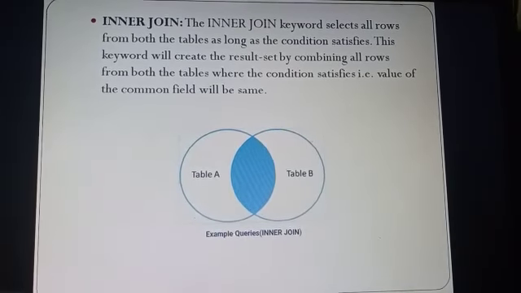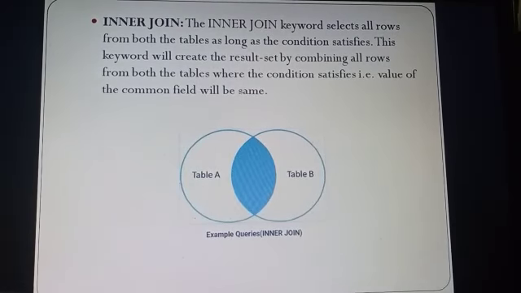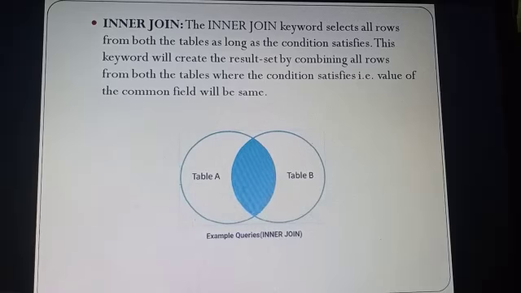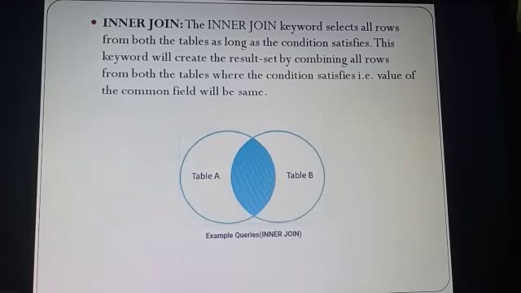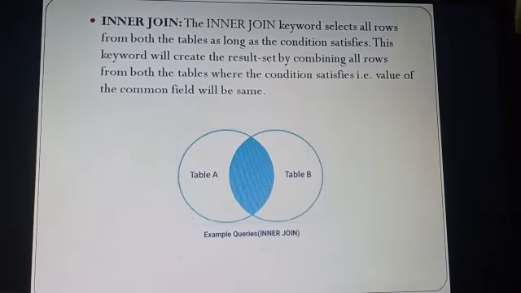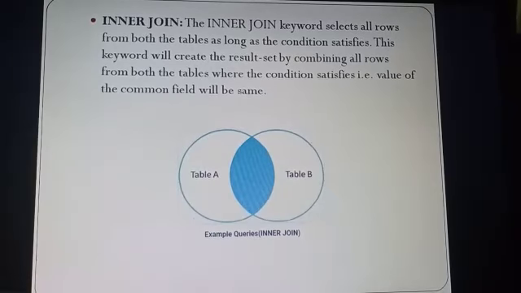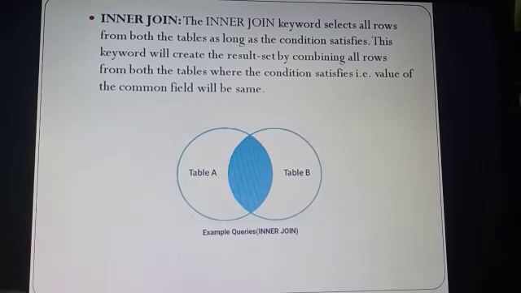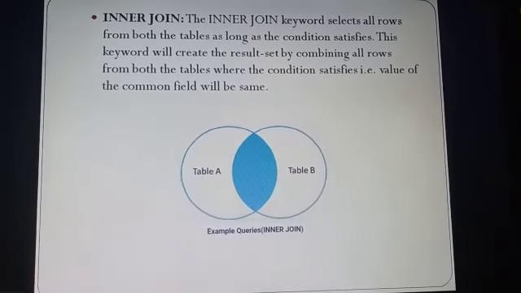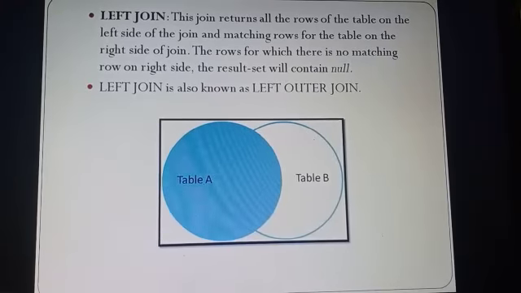So inner join. Inner join keyword selects all rows from both the tables as long as the condition is satisfied. It means it will retrieve all the rows which are common in both the tables. From the Venn diagram, it is clear that it will retrieve those rows which are present in both the tables.